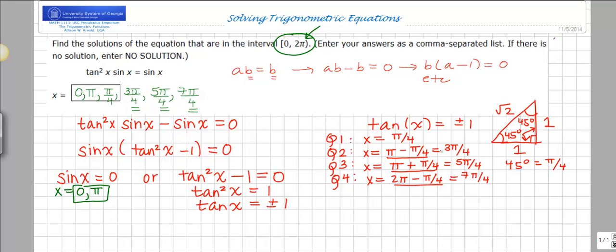And again, the big reminder here is that it is a boo-boo if you cancel a variable term from each side of an equation. That's an algebra boo-boo. So move it over and factor and then go from there.